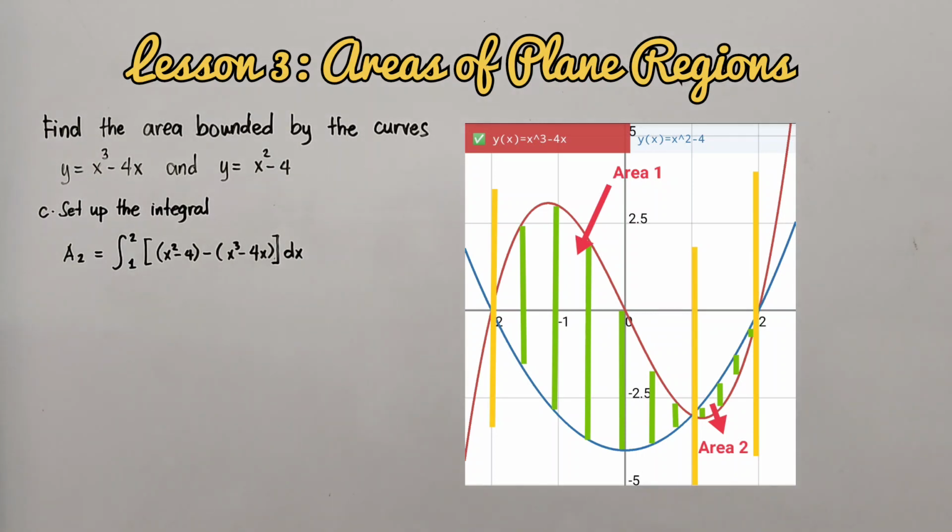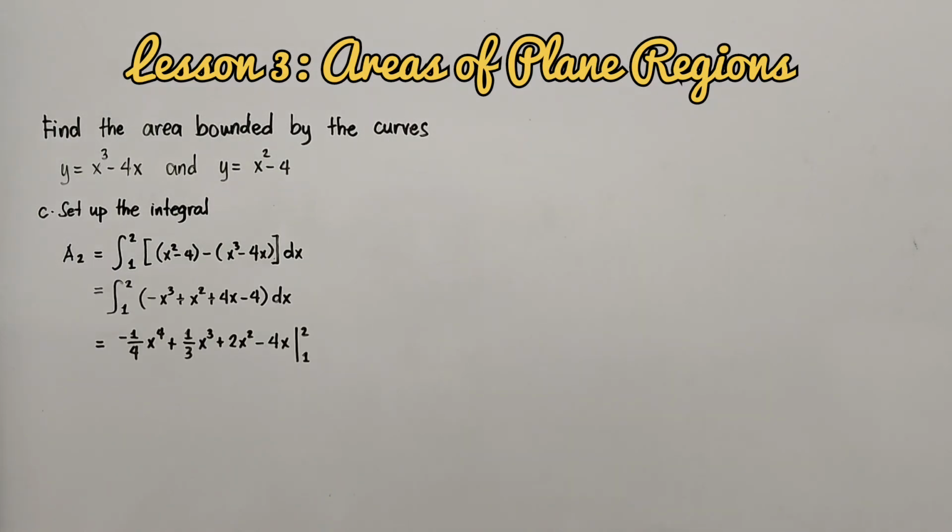Take note that on that portion, the upper function is y equals x squared minus 4, and the lower function is y equals x cubed minus 4x. Therefore, the formula for the second area is the integral of x squared minus 4 minus (x cubed minus 4x) dx from 1 to 2. The antiderivative of this function is negative 1/4 x to the power 4 plus 1/3 x cubed plus 2x squared minus 4x, from 1 to 2.